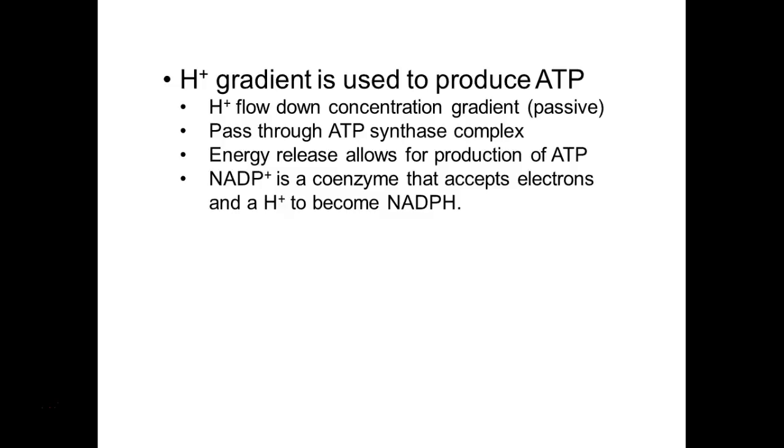Remember NADP, that's the coenzyme. The coenzyme accepts electrons and a proton to become NADPH. So when we look at the products of the light reaction, we see oxygen, NADPH, and ATP. Oxygen leaves the cell. NADPH and ATP are going to be used by the Calvin cycle.